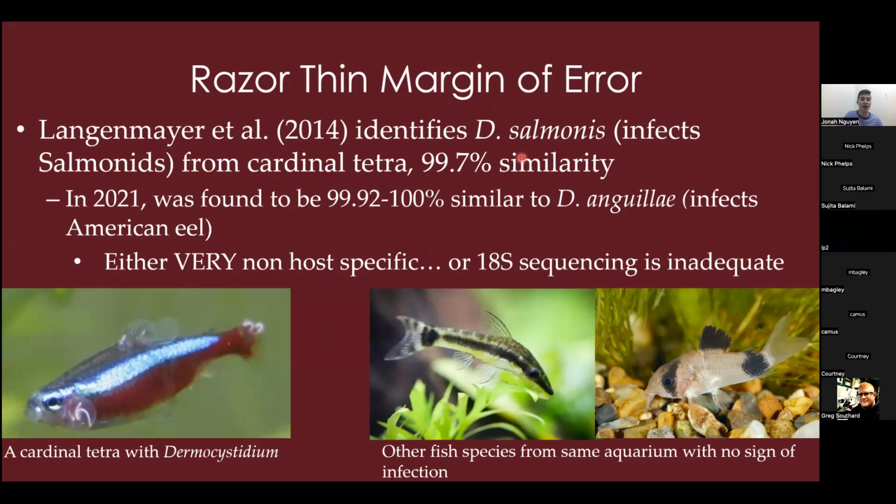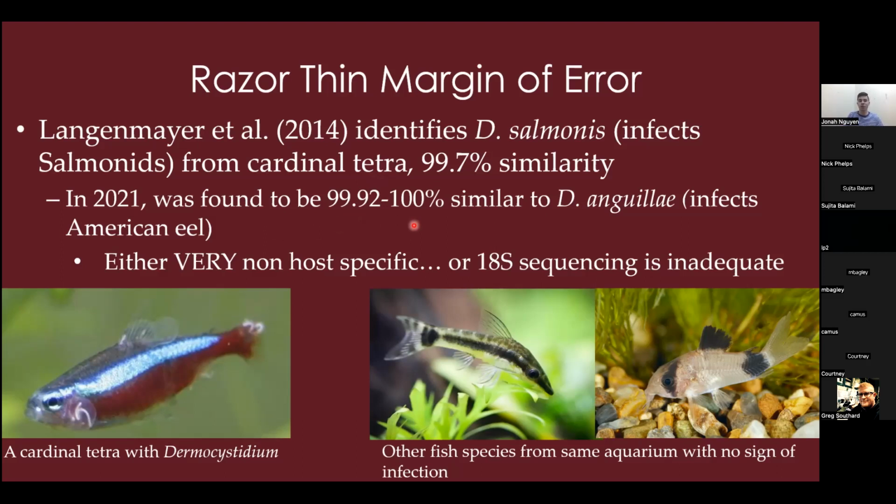So they identified what they call D. salmonis, which infects salmonids, from cardinal tetra. And they called it that because it had a 99.7% similarity to D. salmonis. So they inserted their GenBank accession. And so now in GenBank, there is an accession for Dermocystidium salmonis that is from a cardinal tetra. But in 2021, that same Langenmeyer isolate was found to be basically 100% similar to D. angeli, which infects American eel.